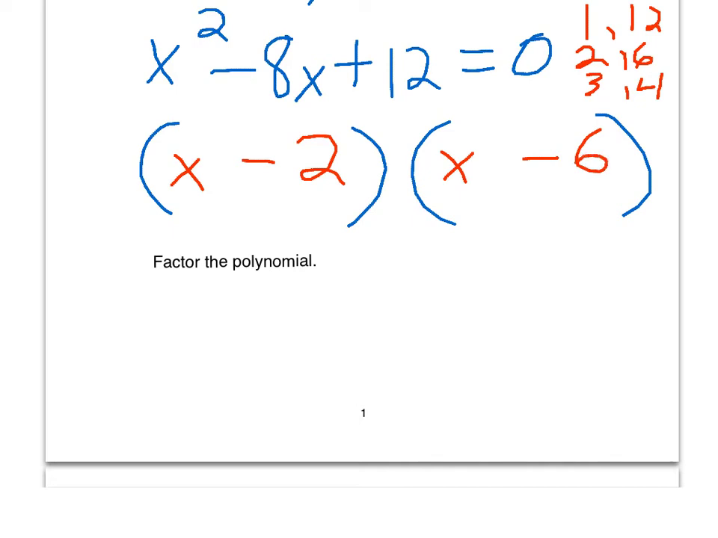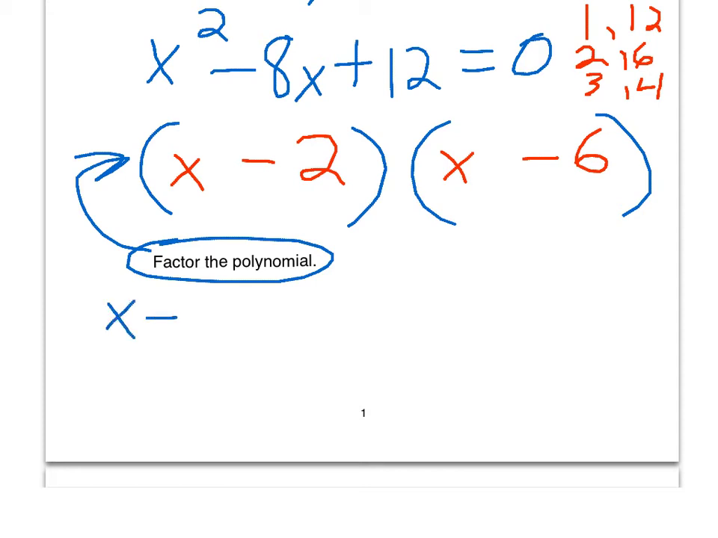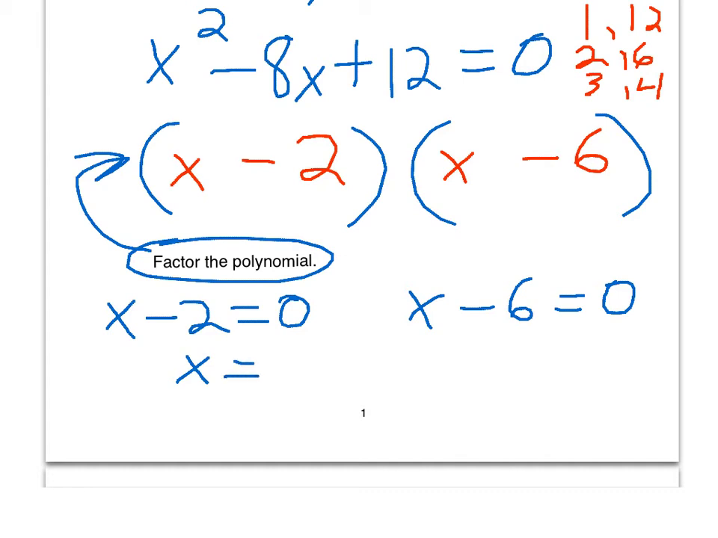Now once we have that done, we're going to set those equal to 0. So we factor the polynomial. We did that here. Now I'm going to set each one of those factors equal to 0 and solve them. So I'll have x minus 2 equals 0, and x minus 6 equals 0. If I add the 2 to both sides there, I'm going to get x is equal to 2. And adding 6, I have x equals 6. So those are my two solutions.